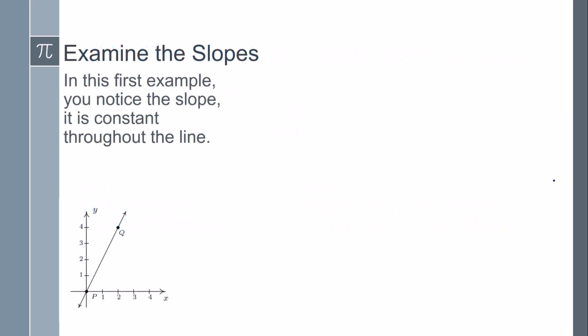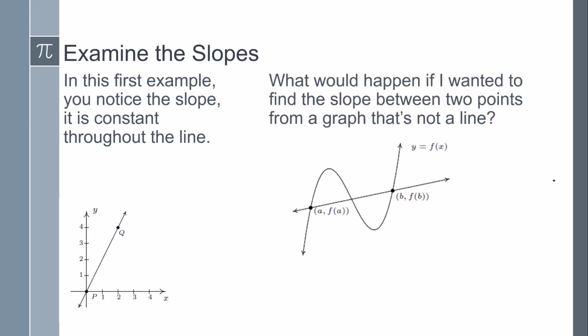Now, if you notice in this first example here, the slope is constant. We can only use the phrase slope essentially when we want to refer to a line. Now, if I were to create a graph that's not a line, what if I wanted to find the quote-unquote slope between these 2 points on a graph? Instead of calling it slope, we call that the average rate of change.